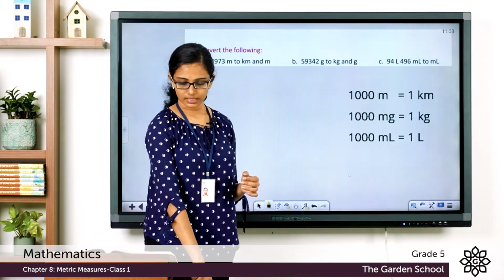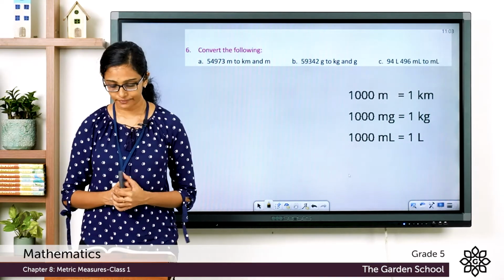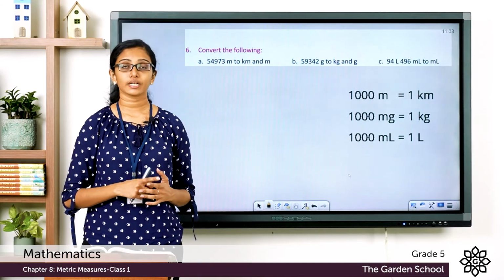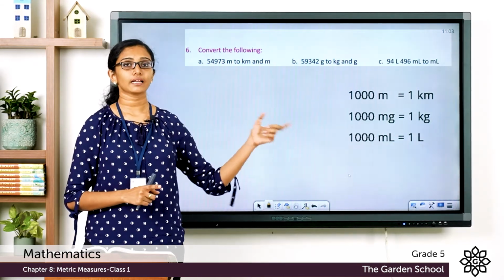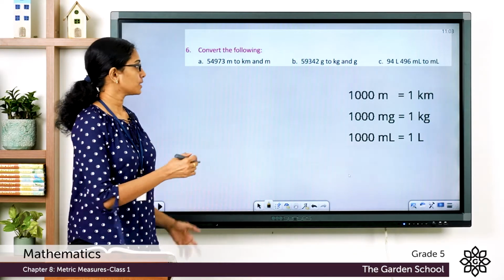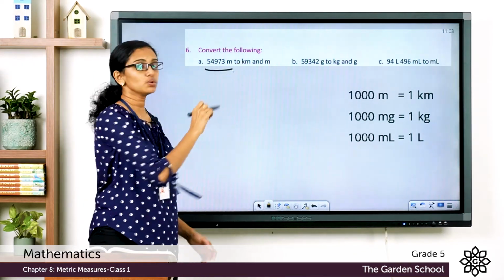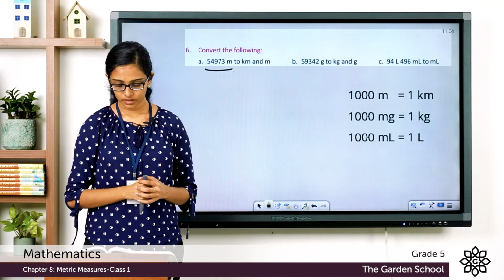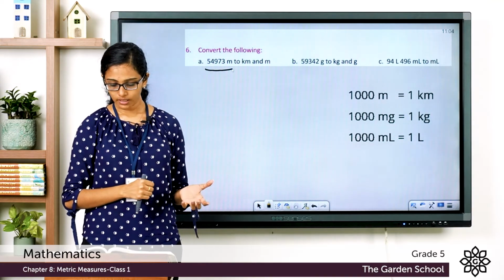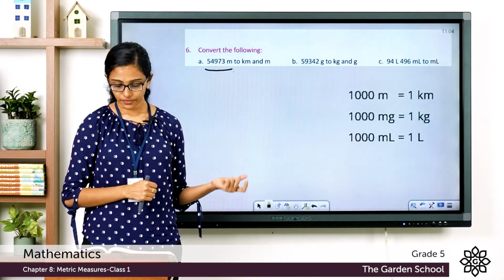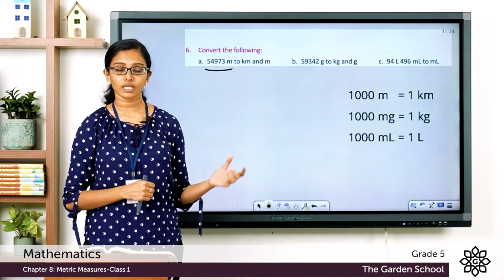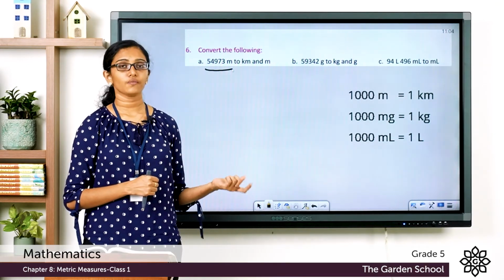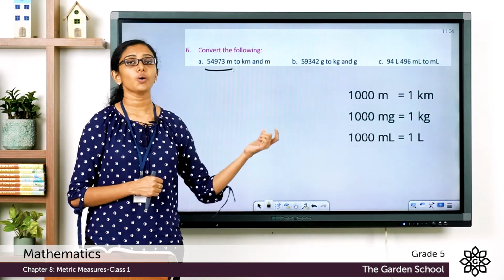Now the sixth question, you have to convert the following. The first question, question A, 54,973 meter to kilometer and meter. So you are given a measurement in meters. You have to find out the equivalent measurement in kilometers and meter. The second question is to convert 59,342 gram to kilogram and gram. And the last question is to convert 94 liter 496 milliliter into milliliter.